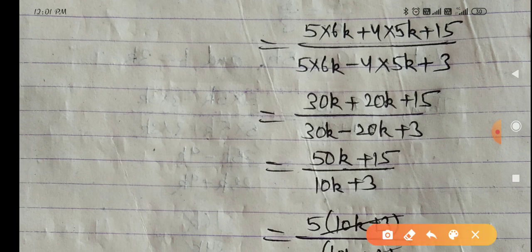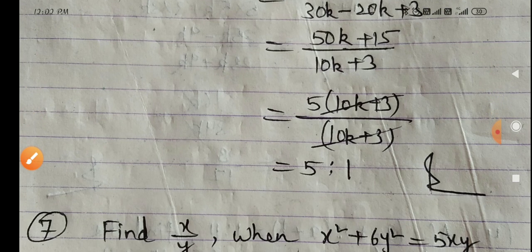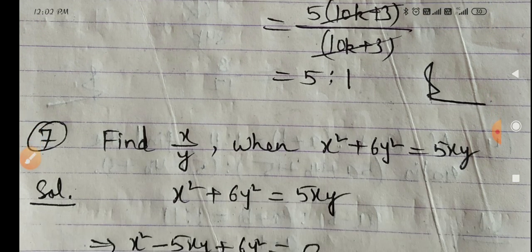Simplify it, you will get 30k plus 20k plus 15 upon 30k minus 20k plus 3. Now you will get 50k plus 15 upon 10k plus 3. Now 5 is common in the numerator, so inside the bracket 10k plus 3. In the denominator also 10k plus 3 is written, so both will be cancelled. So 5 is to 1. This is the final answer. This is the final ratio for the given expression.